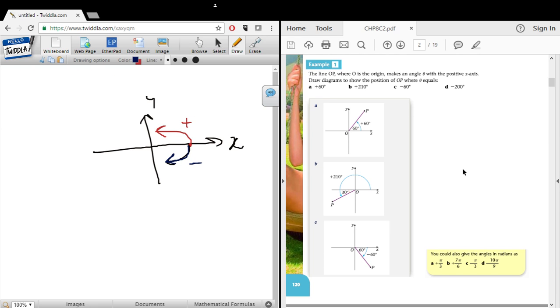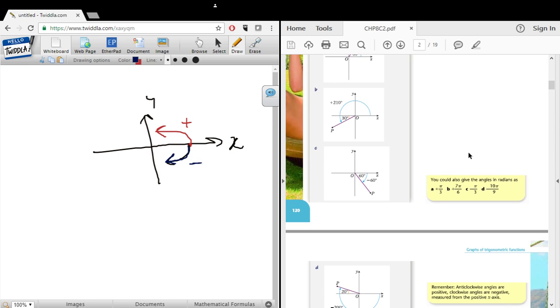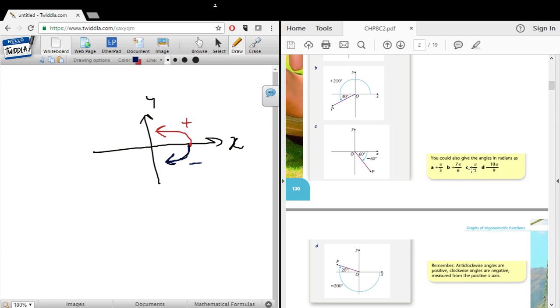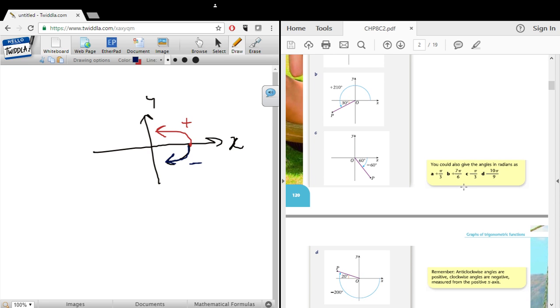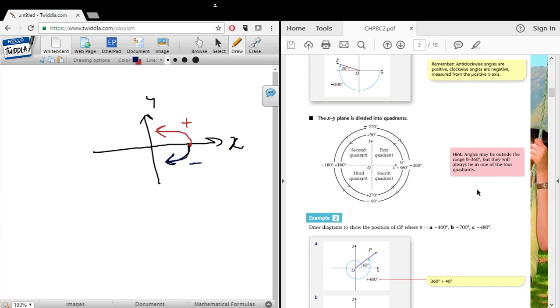This example is trying to get you to appreciate a rough idea of visually what these angles will look like. You can also see they've given them in radians. Again, how do we solve for radians? There was a formula which allowed you to convert from degrees to radians. Please do view it in previous videos.